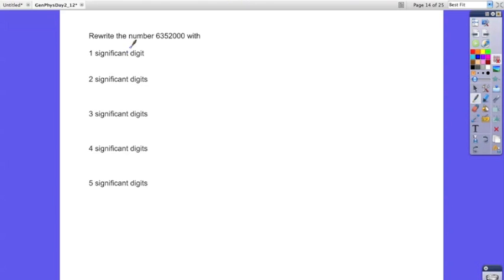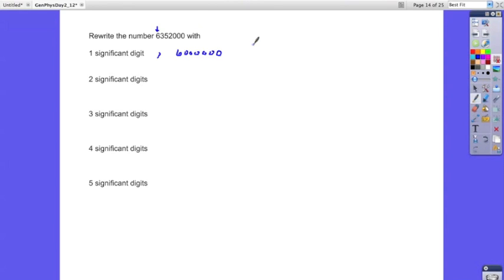So one significant figure means the biggest digit is the one that's going to have to be significant, so that would be that 6. And then all of these others are going to have to turn into zeros. So we're rounding 6,352,000 to just 6 million, and that's how you would write it. Sorry, I didn't mean to scribble there. 6 million, 6, 1, 2, 3, 4, 5, 6 zeros.